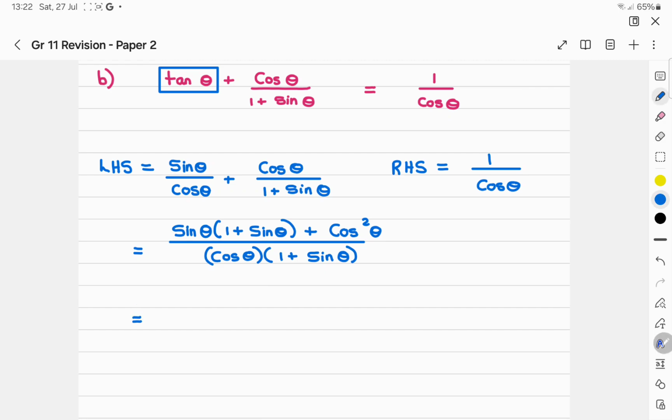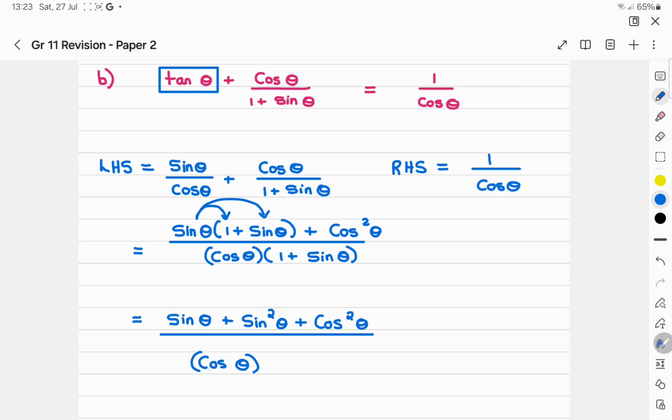Okay, so now we want to simplify this. Let's multiply in over here. So sine theta times 1 is just sine theta, plus sine theta times sine theta is sine square theta, plus cos square theta, over cos theta times 1 plus sine theta.